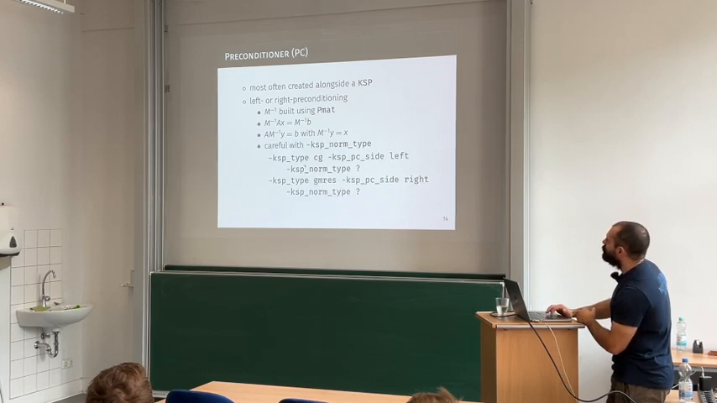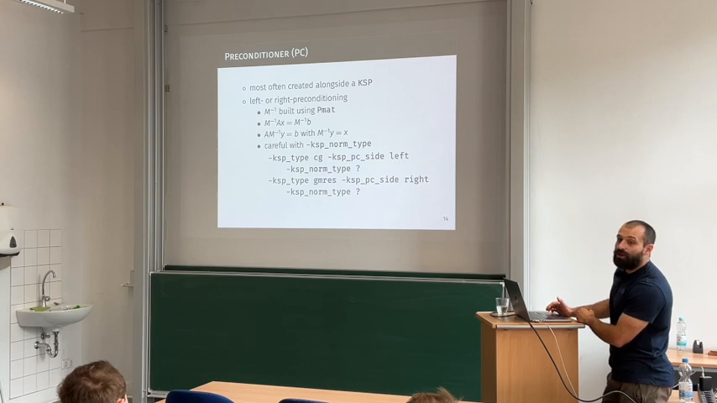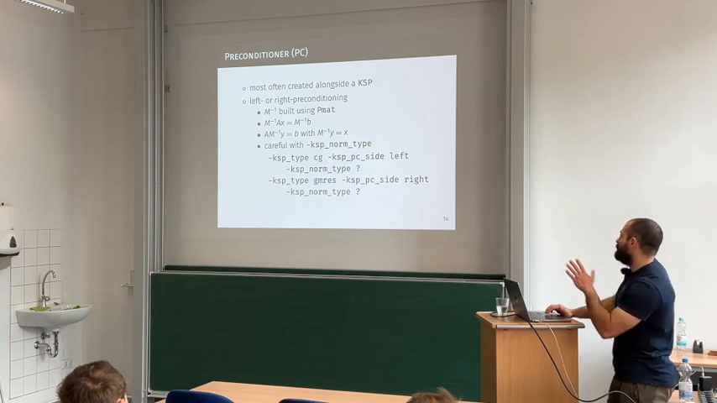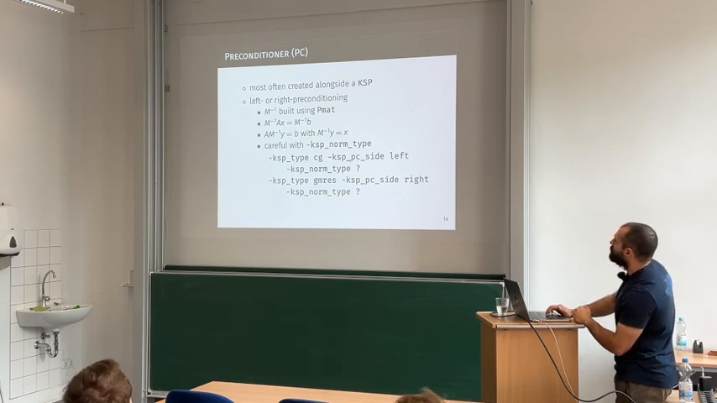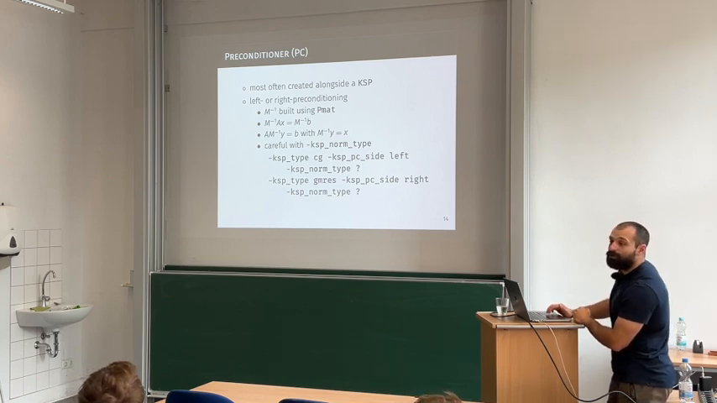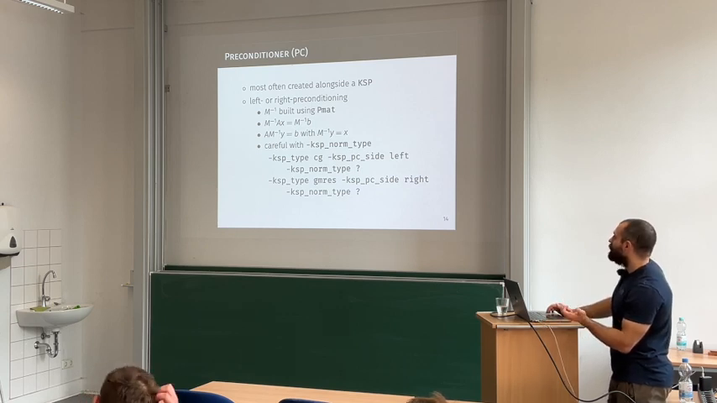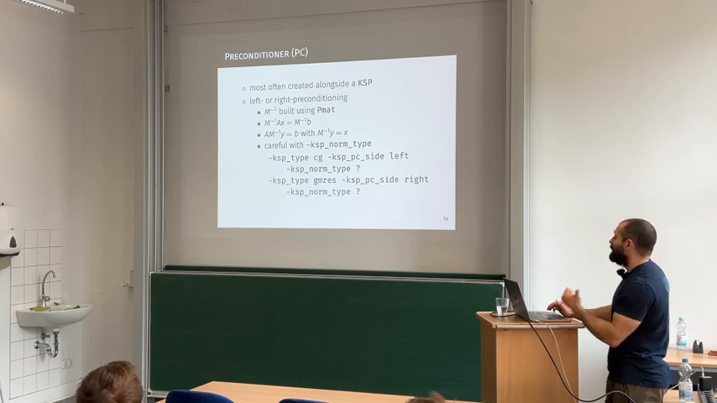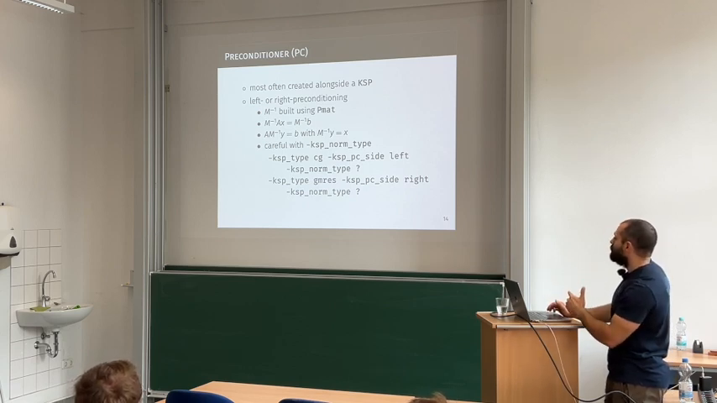So for example, if you use the conjugate gradient, you can only precondition on the left with a standard preconditioner. And for example, you cannot monitor the unpreconditioned residual. You are only able to monitor either the natural norm of the residual or the preconditioned norm of the residual.